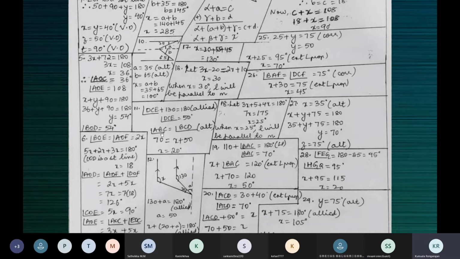You can also present it like this. These two angles are equal because they're alternate angles. This one is 70 and this one is x plus 50. So on solving this, we get x is 20. You have the answer here, just that you have to mention the parallel lines and the transversal for both the situations.